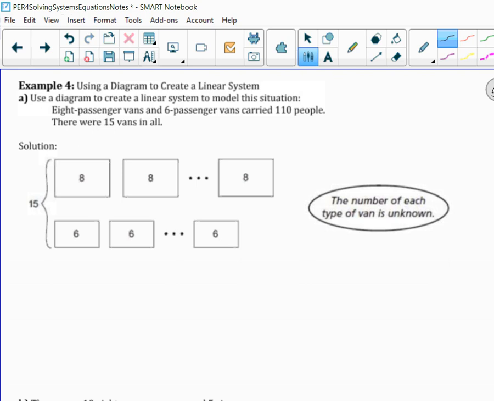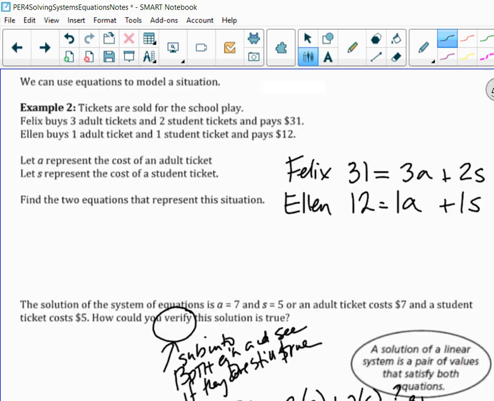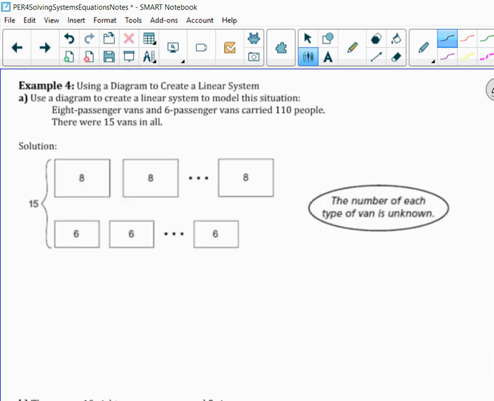So how could I come up with the situation here? The first thing you have to do is come up with variables. Do you see how in the last example, they told you that A represented the cost of the adult ticket and S represented the cost of the student ticket? We need to do that. We can't just throw in a variable and not say what it is. So what is the thing we don't know? The number of vans. Just total? Because I know there's 15 vans, so you have to be a little bit more specific. Of each type. So what would you like to make the variable?